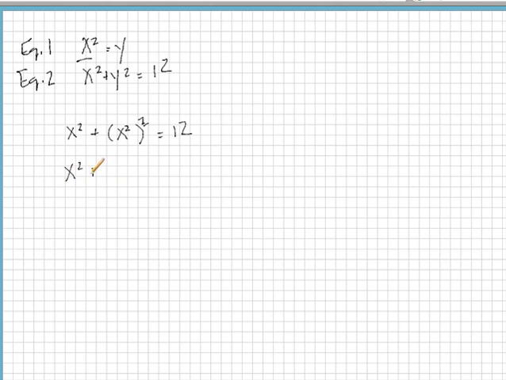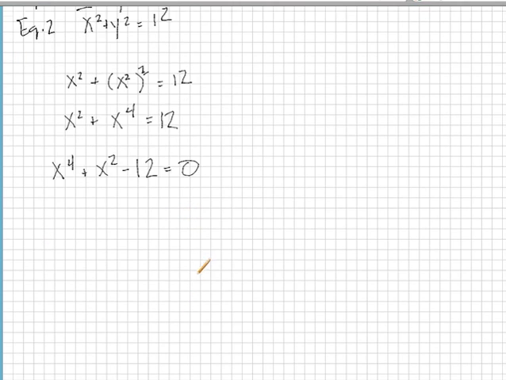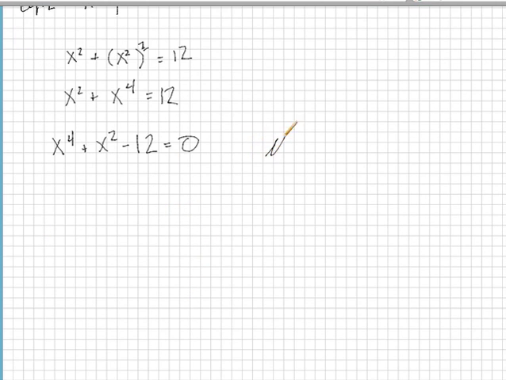Simplifying, we get x squared plus x squared squared, which is x to the 4th, and that is equal to 12. I'm going to go ahead and put this in descending exponential order here. And also, we want to set it equal to 0, because what we're going to do is a substitution. We're going to let u equal x squared so that this turns into a quadratic equation. So if u is x squared, that means that x to the 4th is u squared, x squared is u, and then negative 12 just stays the same.